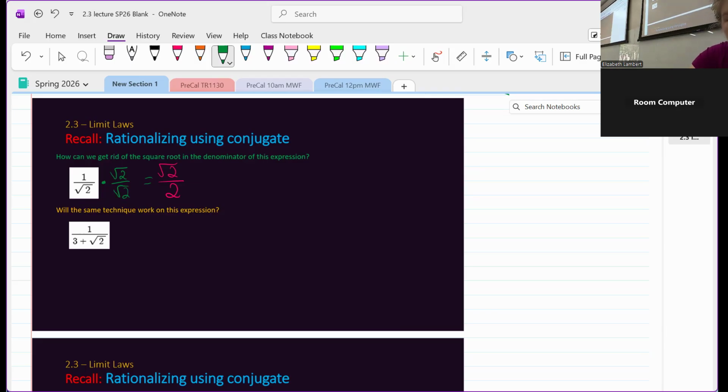Now on this bottom one, when I've got more than one term on the bottom, I can't just multiply by the square root of 2. That's not going to fix the bottom because then it'd be 3 square roots of 2 plus 2. Doesn't help. So what we're going to multiply by on this one is what's called the conjugate. So I need the 3 and the square root of 2 in there, but I'm going to change the sign in between them. So it's a minus.